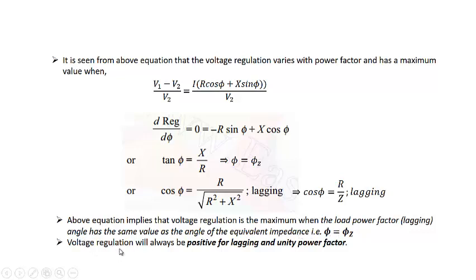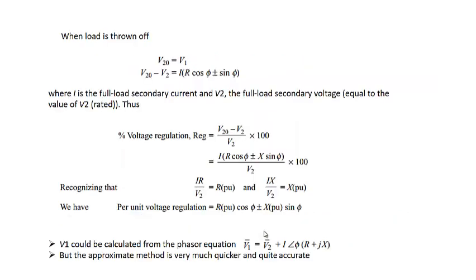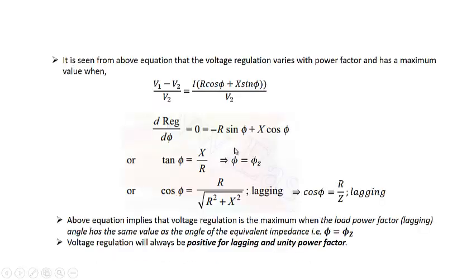So one more thing that should be noted over here, that for lagging power factor, voltage regulation will always be positive, as well as for the unity power factor. That means for lagging as well as unity power factor, voltage regulation will always be positive. That means in this case, this V2 naught will always be greater than this V2 in case of lagging power factor and unity power factor.